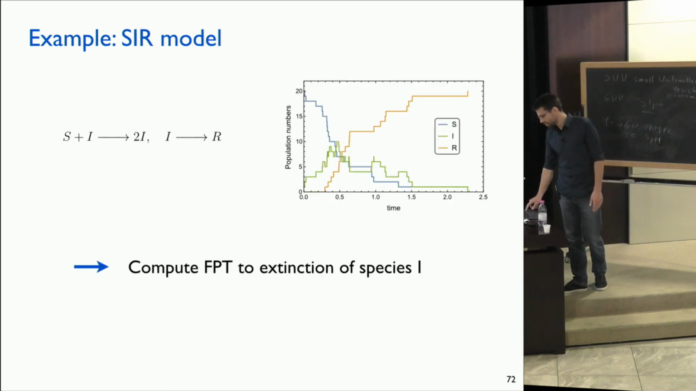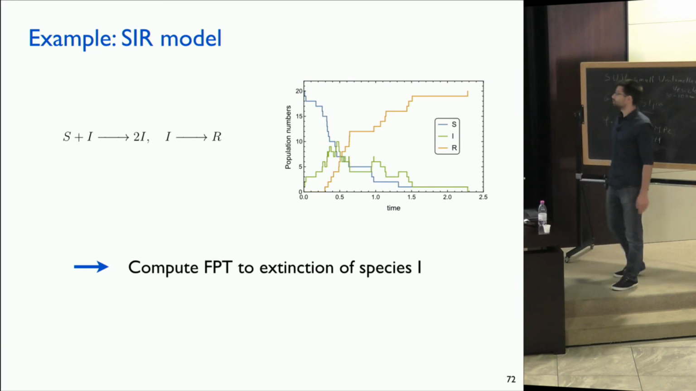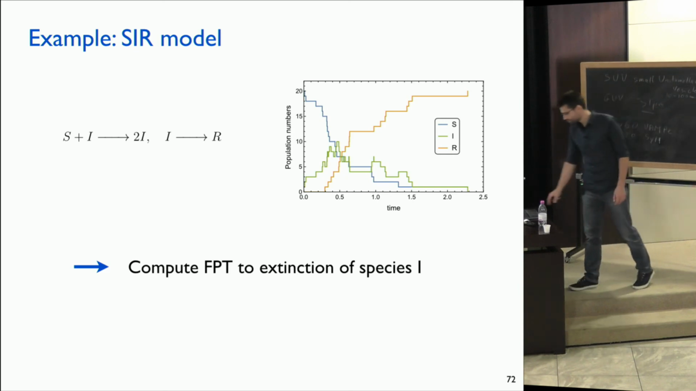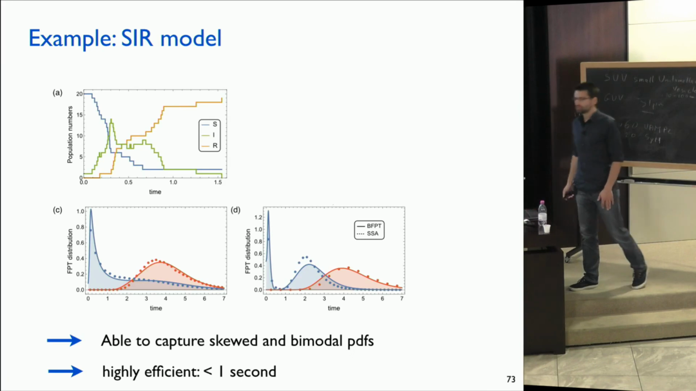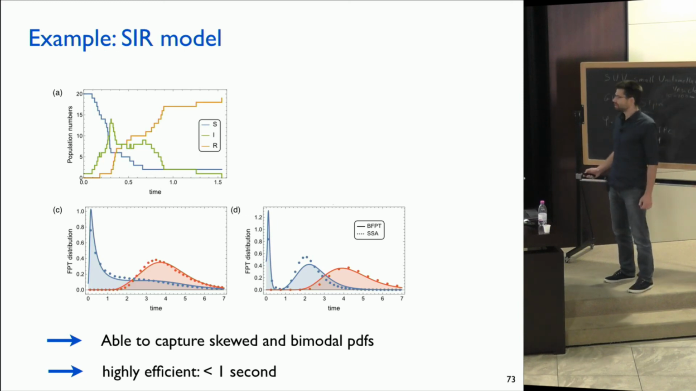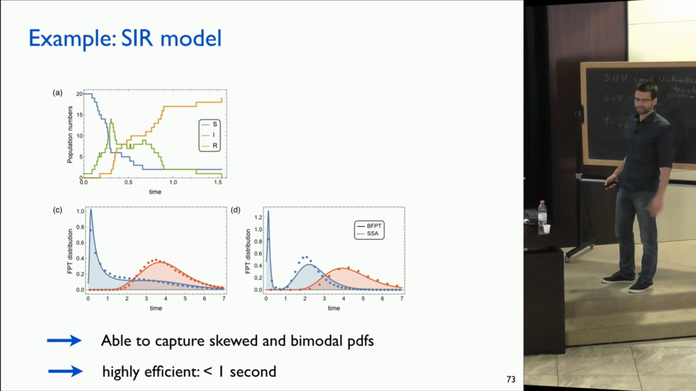Okay, let's look at an example, and let's look at the one we mentioned in the beginning already. How long does it take for species I to become extinct in such an SIR model? And here I show you the results for 4 different parameter sets. So different colors here are just different parameter sets. And the points are stochastic simulations, so simulating the exact system. And the continuous lines is our approximation.